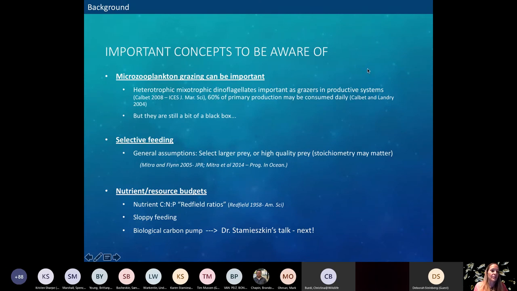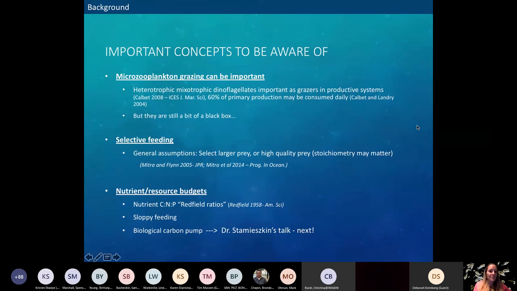I'm focusing on the broader groups of zooplankton. We also know that zooplankton exhibit selective feeding, not all of them, but many of them. We assume they select larger prey or higher quality prey, and they're able to sense that, and I'll talk a little bit about that. And zooplankton feeding is important from a nutrient and resource budget perspective. And just some keywords that I assume will be covered in Dr. Stamieszkin's talk next, hopefully I did that right, will be the biological carbon pump. Maybe she'll mention sloppy feeding and nutrient ratios, but that's about as far as I can go with that in my talk today.